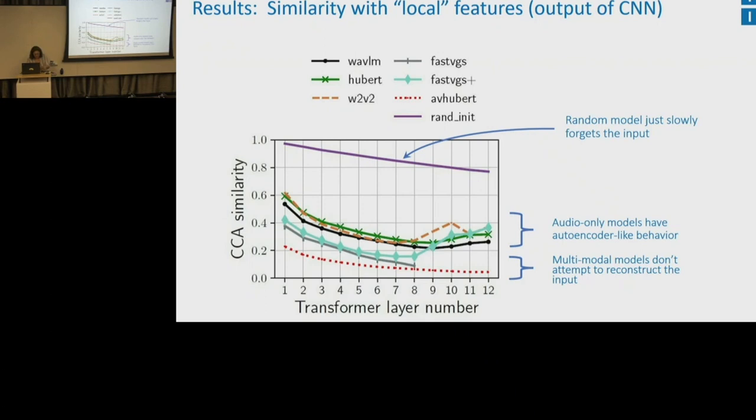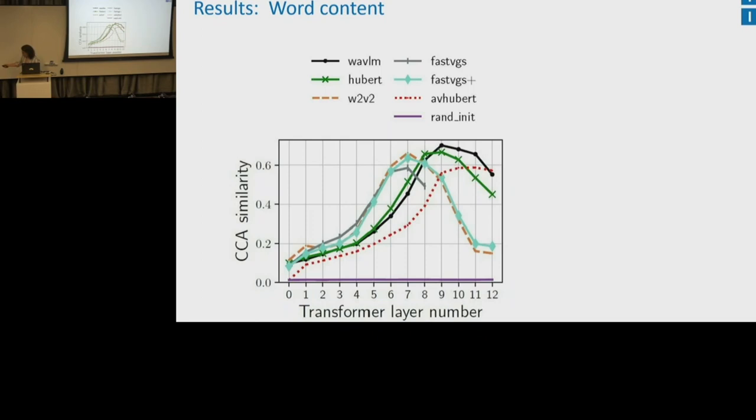Let's look at one other set of results, which is how similar are the representations to words? The way that we measure that is we take word level pooled representations and compare them to one-hot vectors corresponding to the word label. Again, we end up looking at a CCA similarity as a function of the transformer layer number for all of the same models.